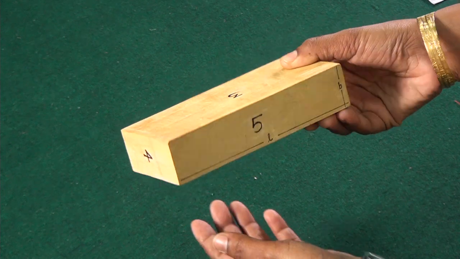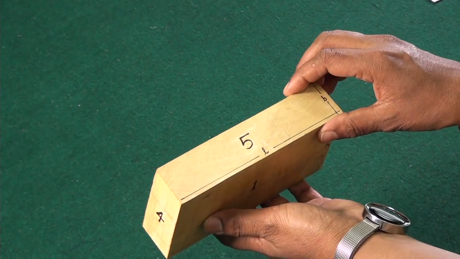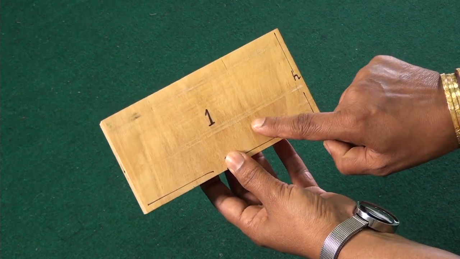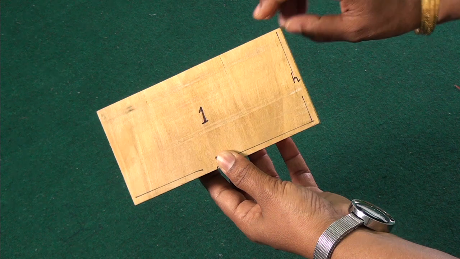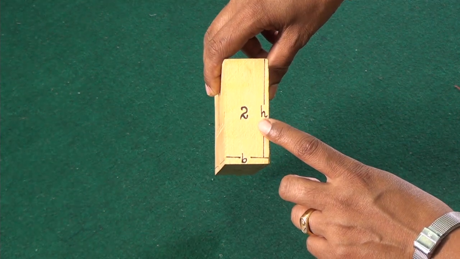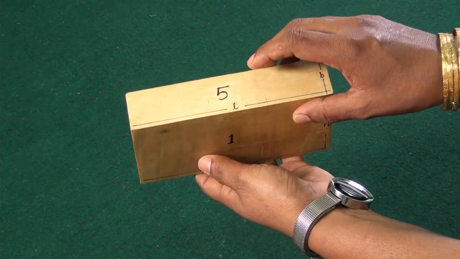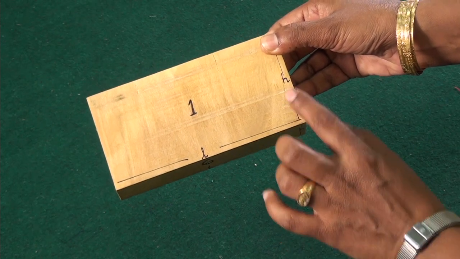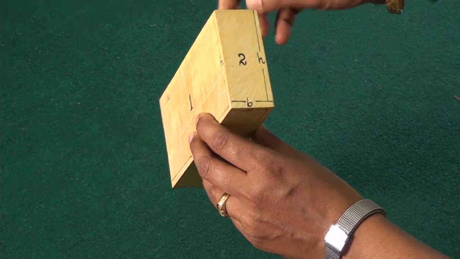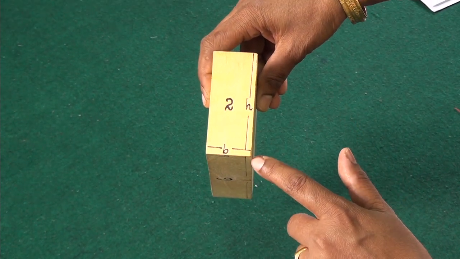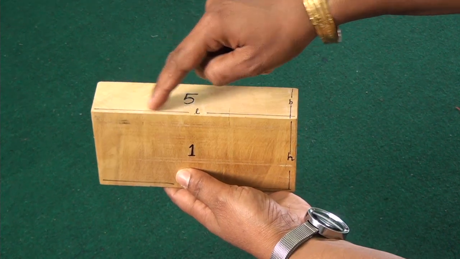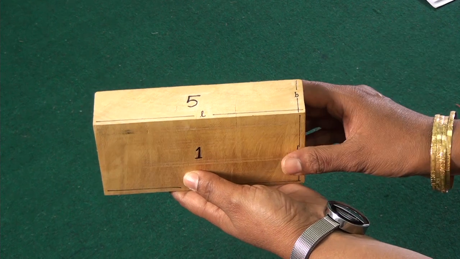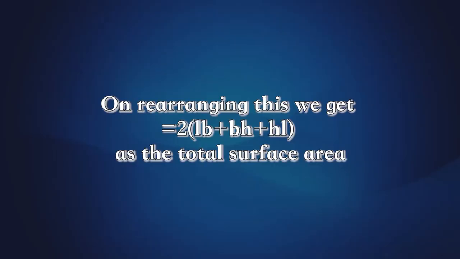the total surface area of the cuboid is equal to 2 times area of face 1 plus 2 times area of face 2 plus 2 times area of face 5. That is equal to 2 into L into H plus 2 into H into B plus 2 into L into B, which is equal to 2 into HL plus BH plus LB. On rearranging this, we get 2 into LB plus BH plus HL as the total surface area.